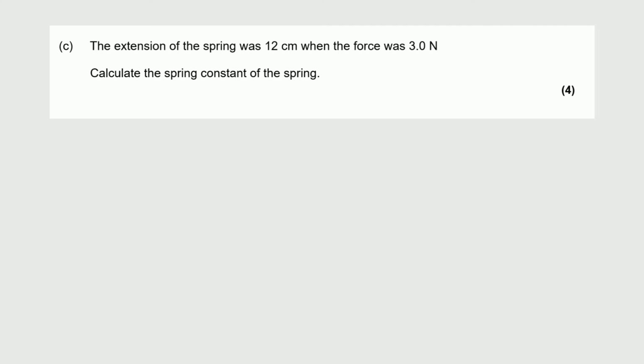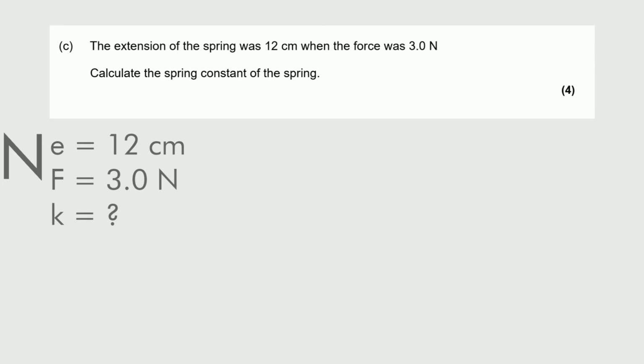Now let's try a more complex question that makes use of the units and switch steps of NURS. The extension of the spring was 12 centimeters when the force was 3 newtons. Calculate the spring constant of the spring. As before, we start by getting the information from the question. This time we have an extension of 12 centimeters and a force of 3 newtons. We're trying to find the spring constant, so let's add that to the list. The equation linking these is one from the forces topic, F equals k e.